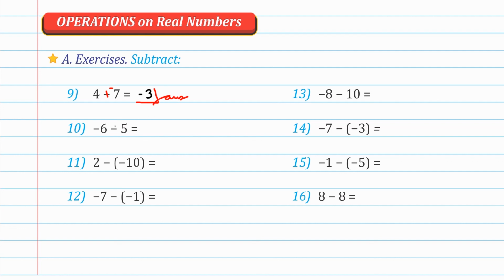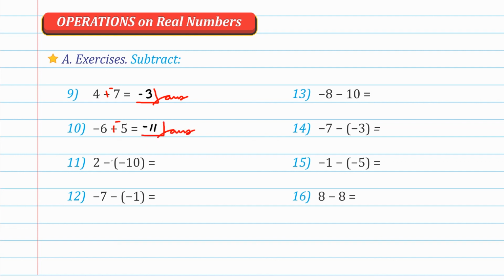Next, so convert again, this is subtraction, make it addition. And then opposite of 5 is negative 5. In the end, we're simply adding negative 6 and negative 5. They have the same sign, so add their absolute values. 6 plus 5 is 11. And then they have the common sign negative. Therefore, the answer should also be negative. The answer is negative 11.